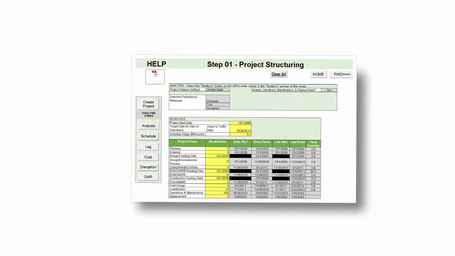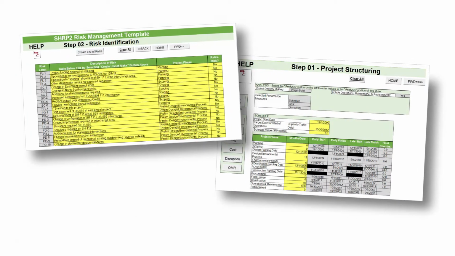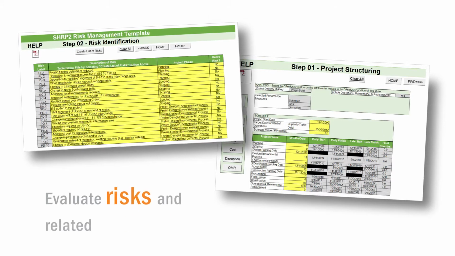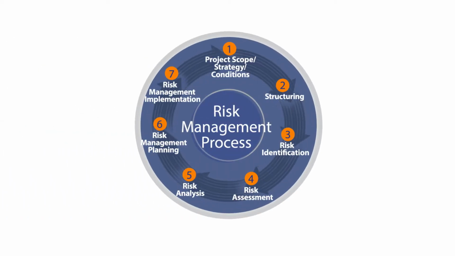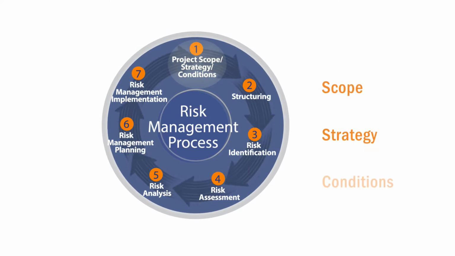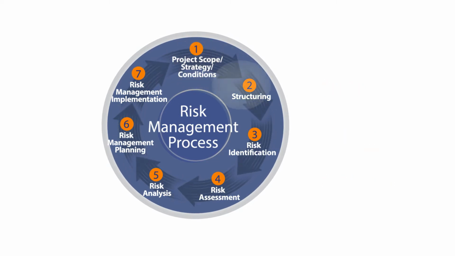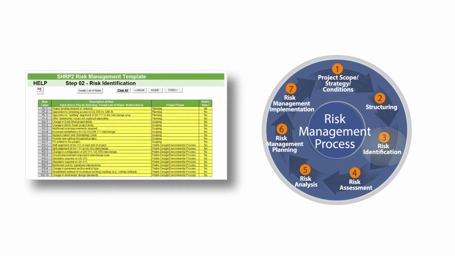This free tool uses a spreadsheet-based template to guide the project team through a formal risk management process that helps evaluate risks and related mitigation actions on projects of all sizes. The process starts by helping the project team familiarize themselves with the project's scope, strategy, and conditions. Once the project-based performance is defined, R09 helps the project team identify risks and categorize them by project phase.